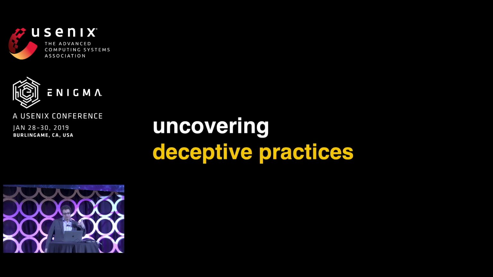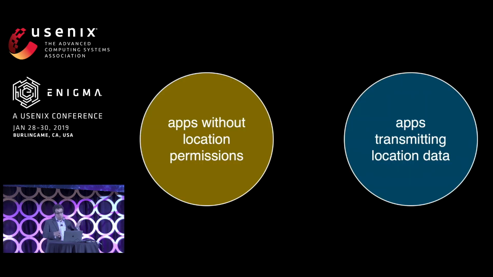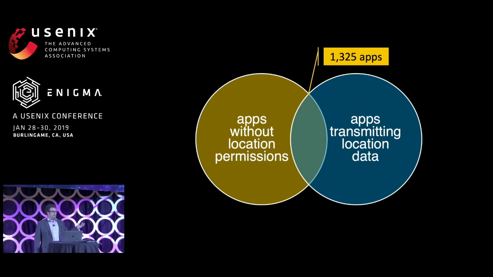To give you an idea of some of the things that we're looking at and that we found from this, there's a whole spectrum. On one end of the spectrum, there's outright deceptive practices, which are pretty alarming. Here's one example. You would expect that these two sets are disjoint: the apps that don't have location permissions, and the apps that are transmitting location data. That seems a reasonable assumption, but we can query our database to check this in practice. What we find is that there are about 1,300 apps in our data set that don't have the location permission, yet are transmitting street-level location data.